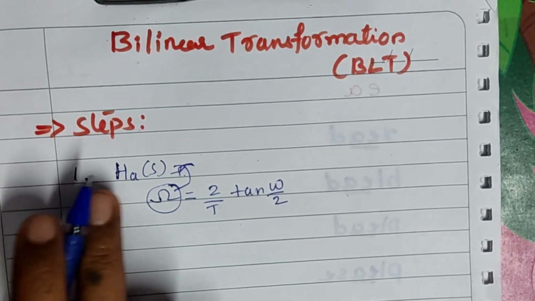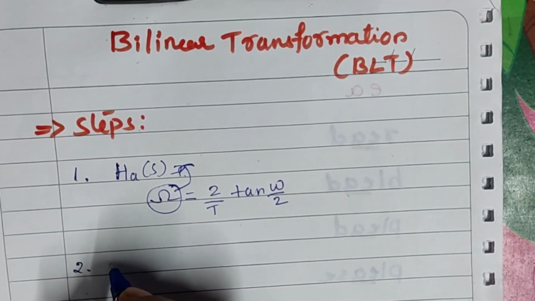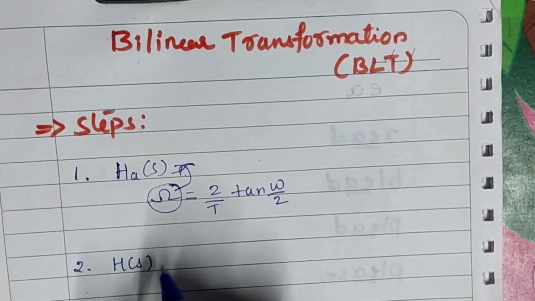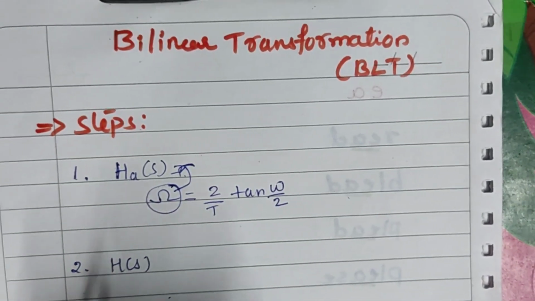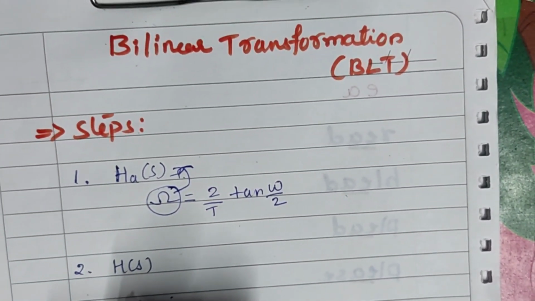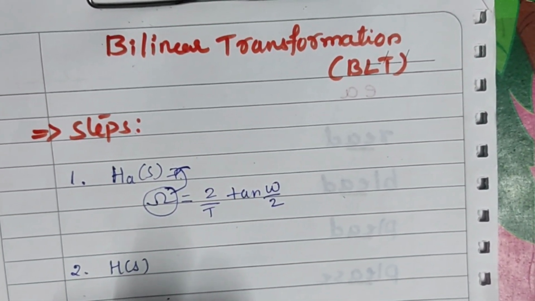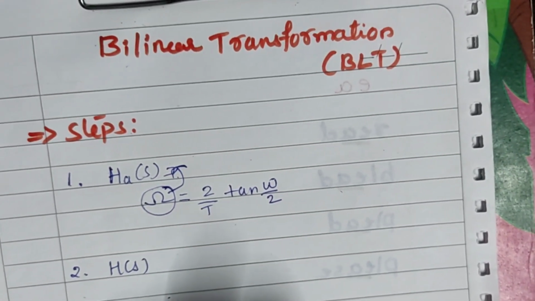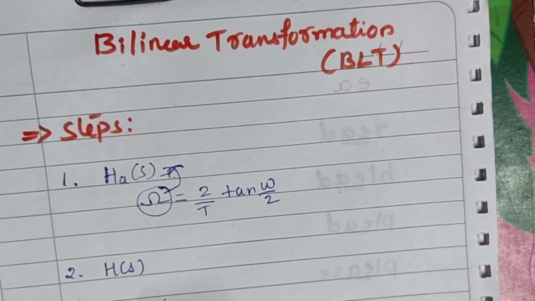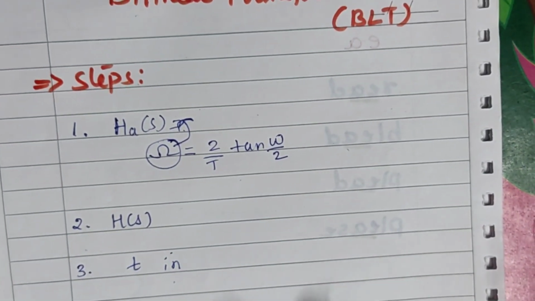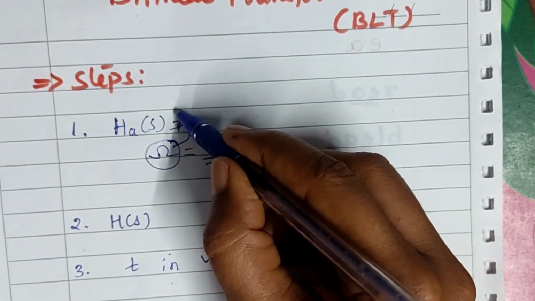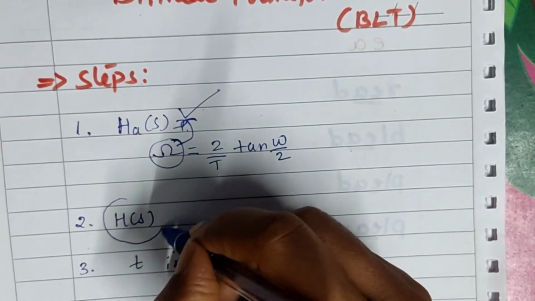After calculating this transfer function, we express this H_A(S) as H(S), which is in the analog frequency domain. Third step, we select the sampling rate of the digital filter, which is T in seconds per sample. So we have to assume it, or most of the time they will provide this directly.